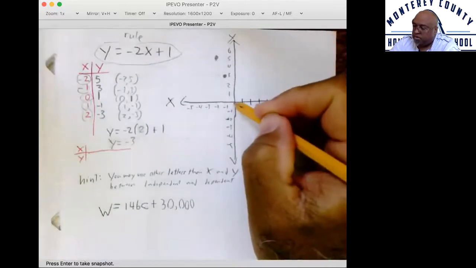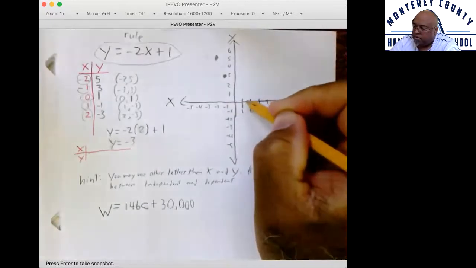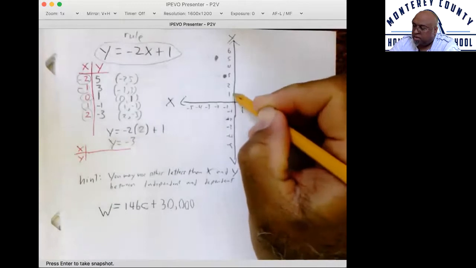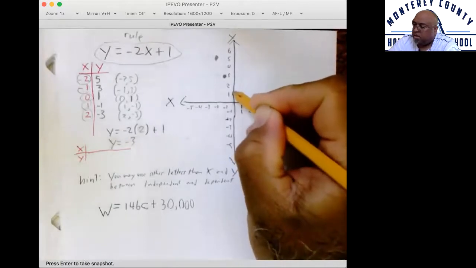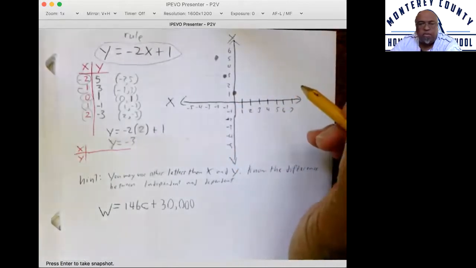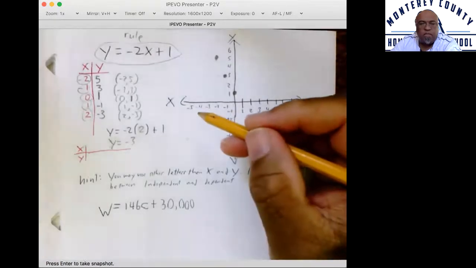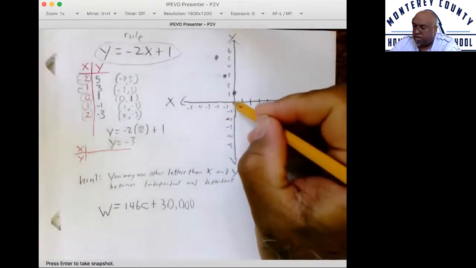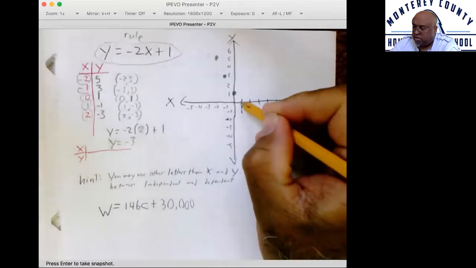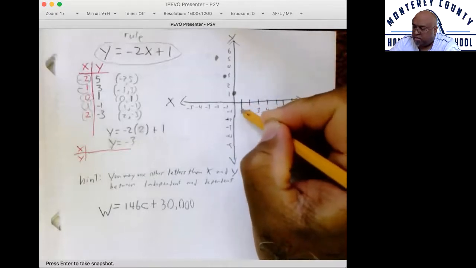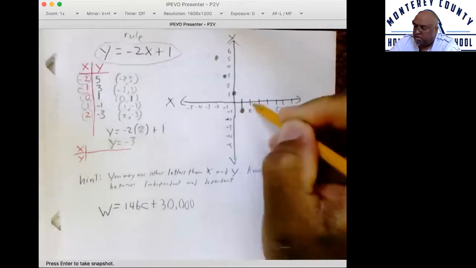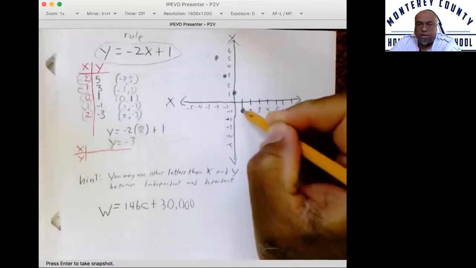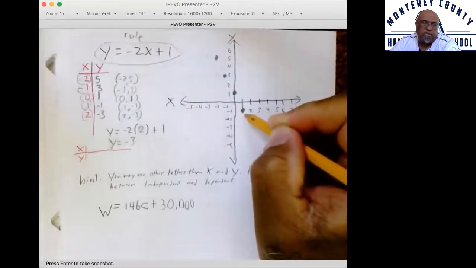So if it's 0 to the left, 0 to the right, then I go up 1. So there's my next point. Then I have 1, negative 1. So my x value is positive 1, and y value is negative 1. Now, as you can see here, I kind of wrote a dot over one of my numbers. Sometimes that's going to happen, okay?